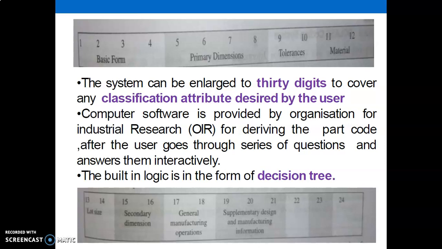The system can be enlarged to a third digit to cover any classification attribute desired by a user. Computer software is provided by the Organization for Industrial Research for deriving the part code after the user goes through a series of questions and answers them interactively. The built-in logic is in the form of a decision tree. So you can see here we are using a large number of codes to classify the component.